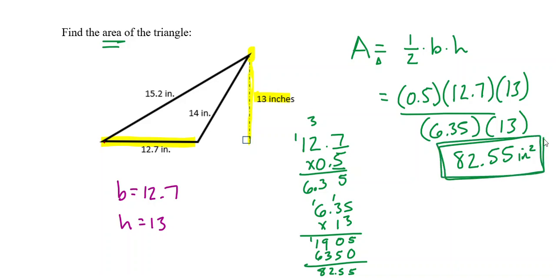So the area of that triangle is 82.55 square inches.